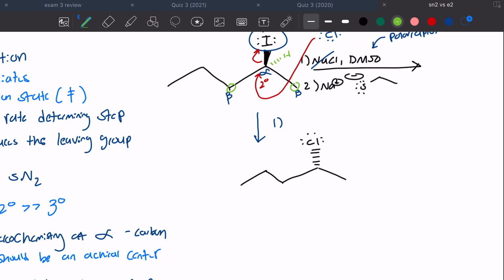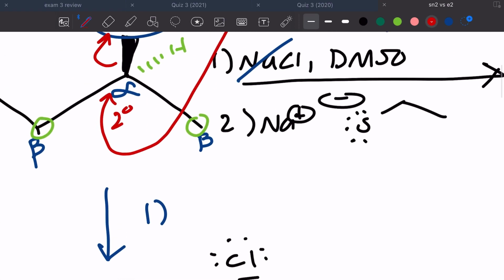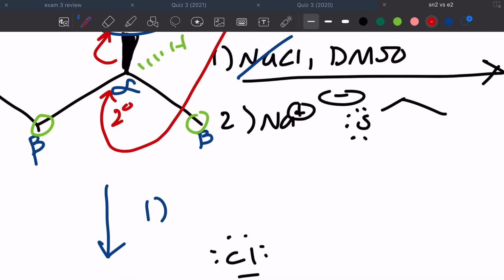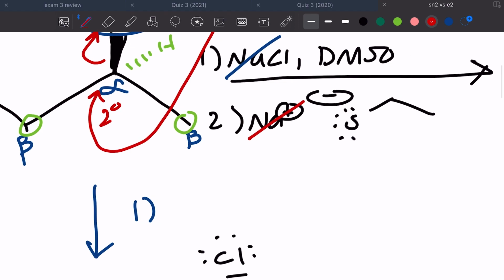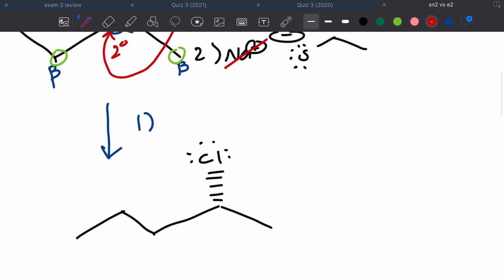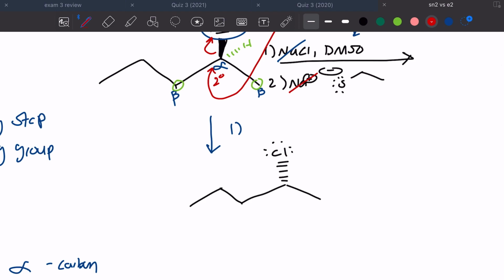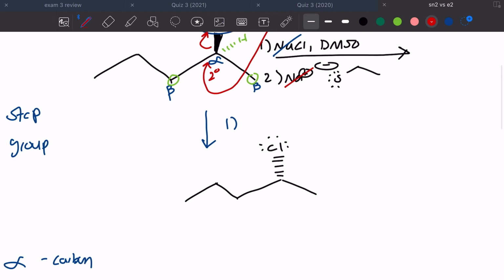But we're not done. In the second step, this sodium is also here for charge distribution, so it doesn't really matter. This is a very good nucleophile as well, so it's also going to displace this chlorine, which is also a good leaving group.